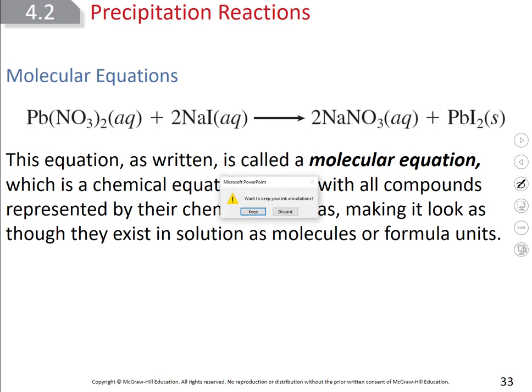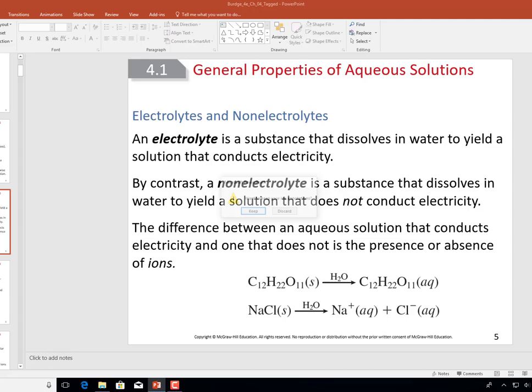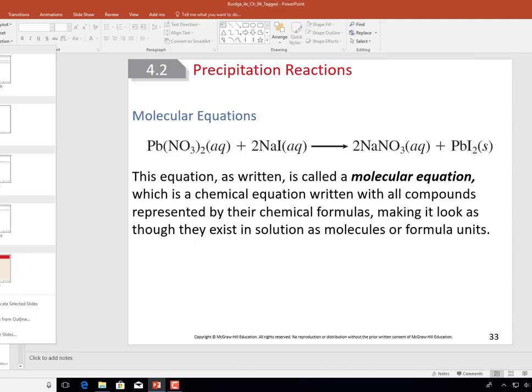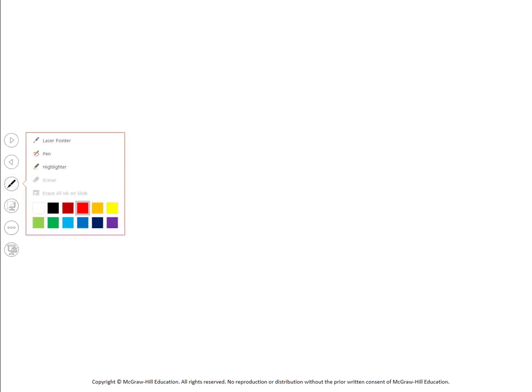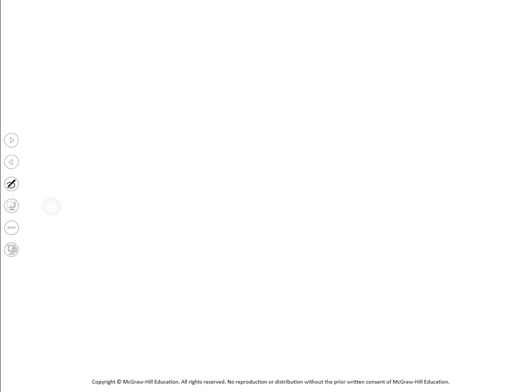So I'm going to open a new slide and talk about this idea of double replacement, sometimes also called double displacement. Double replacement.